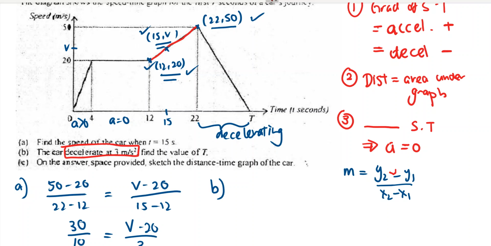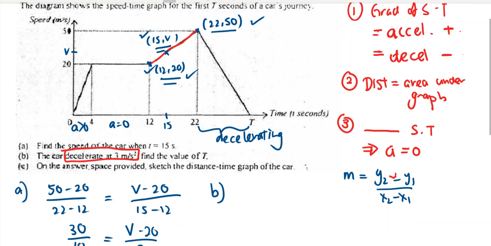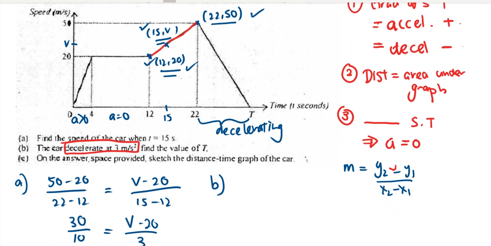Now in your concept, when did I mention acceleration? It is concept number 1, where I say that the gradient of the speed-time graph is equal to either the acceleration or the deceleration. So next, look at your graph. From the second number 22 to t, the slope is going down. So what kind of gradient are we having? We are having a negative gradient.